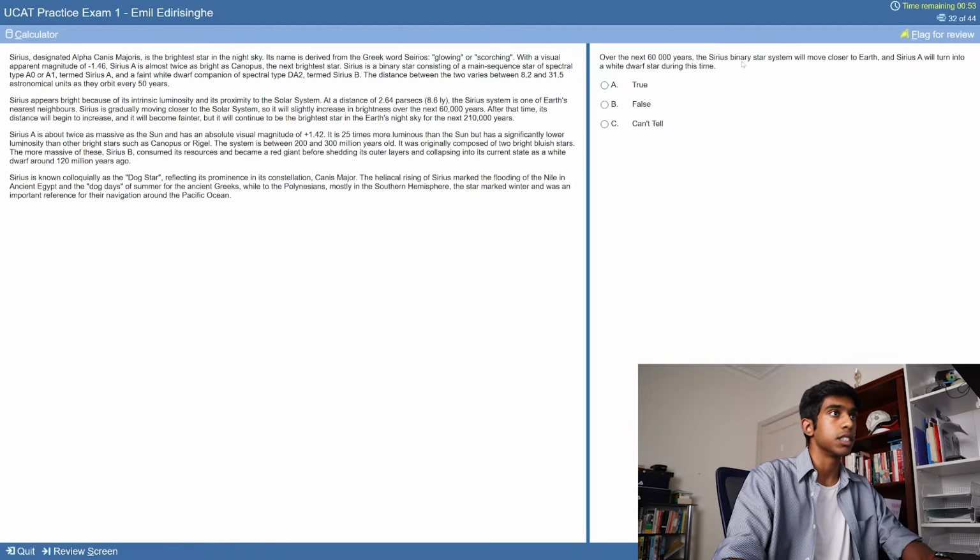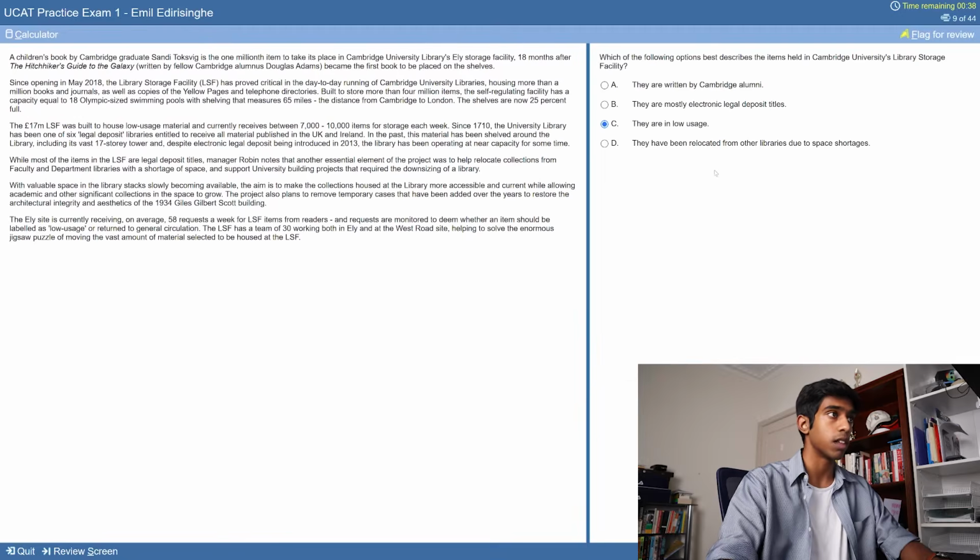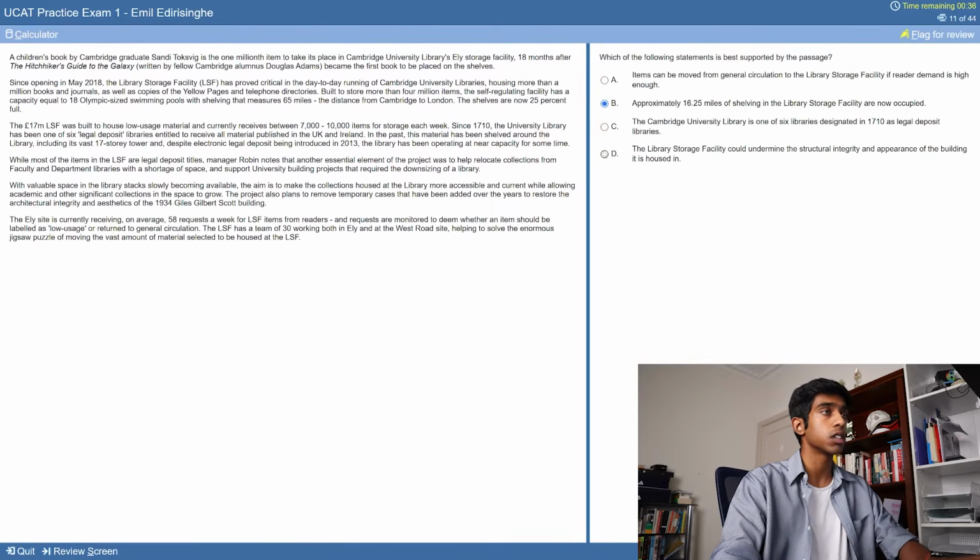Over the next 60,000 years, we'll move closer to Earth. Sirius A. Gradually moving closer to increase in brightness, but I don't see anything about turning into a white dwarf star during this time. Okay, let's just review flagged. I'll try to do this one.